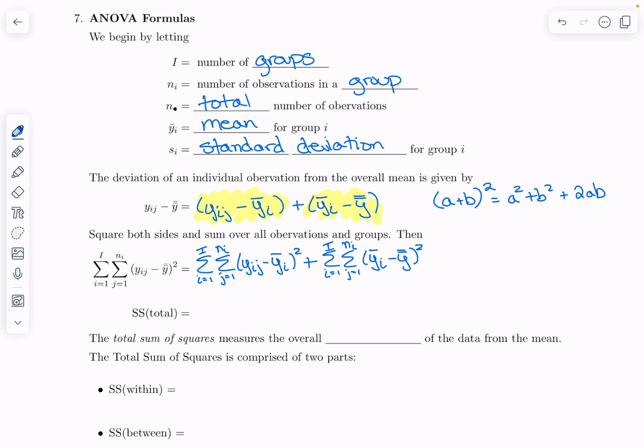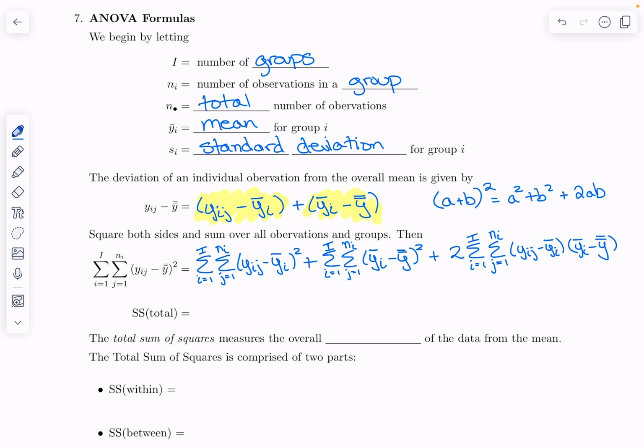Okay, so that's the a squared and the b squared, and then now I'm going to have 2ab, so that's 2 times the sum from I equals 1 to capital I, that's the sum of the groups. Sum from j equals 1 to n sub I, that's the sum over individuals within the group. And then I have y sub ij minus, sorry, that's not minus y double bar, that's going to be minus the group mean, y sub I bar, times y sub I bar minus y double bar.